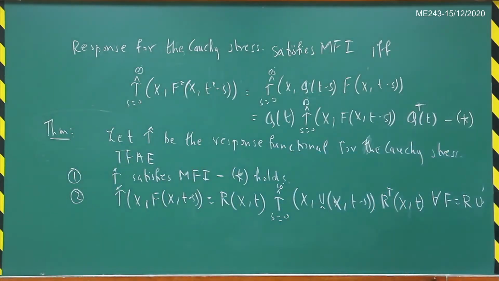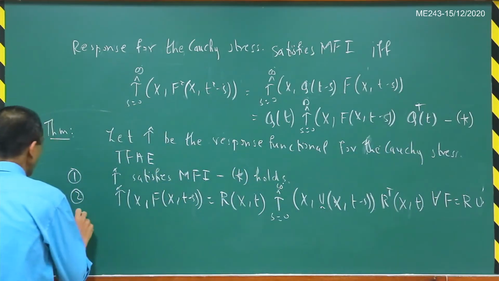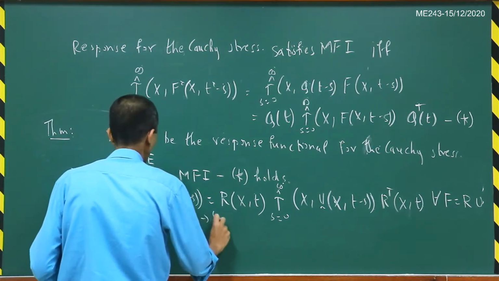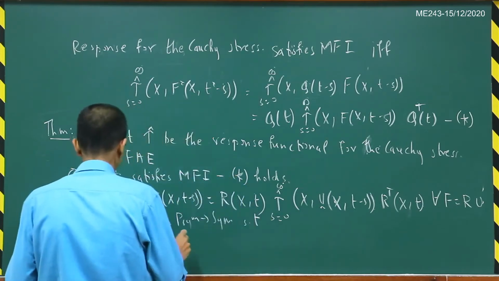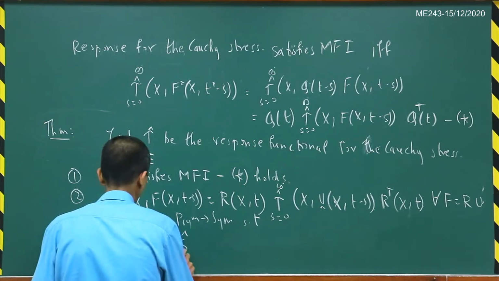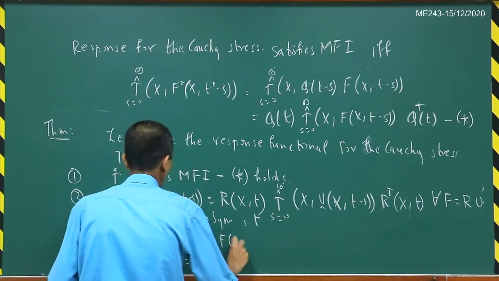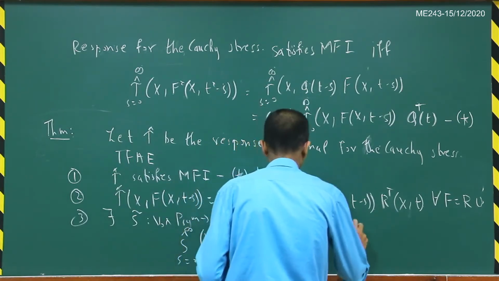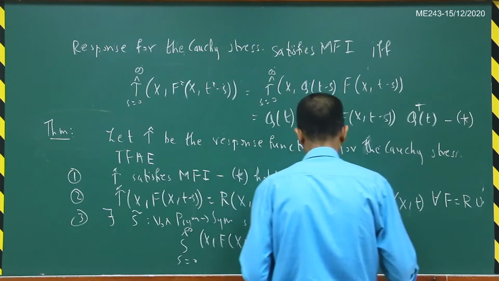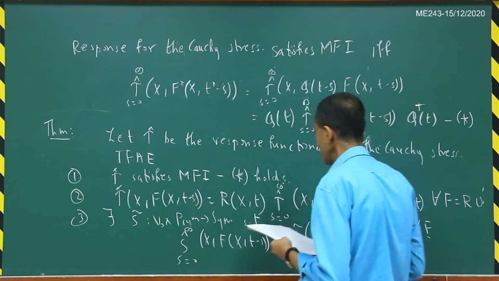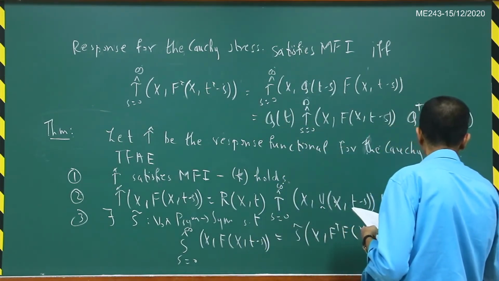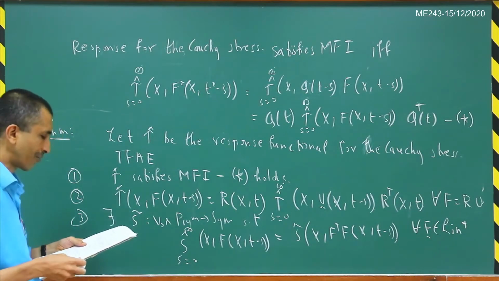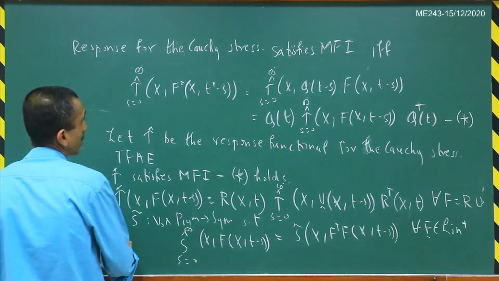Then the third thing is that there exists a mapping S tilde from V naught cross Psym to Sym such that S hat of s equal to 0 to infinity of x, F of x, t minus s is equal to S tilde of x comma F transpose F of x, t minus s, for all F belonging to Lin plus. Here S hat stands for the constitutive relation for the second Piola-Kirchhoff stress tensor. Now let us prove this particular theorem.